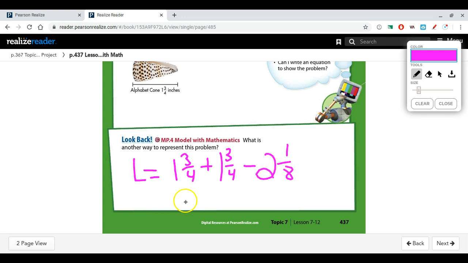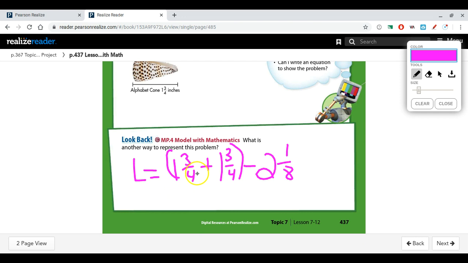And I don't need to put 1 3/4 plus 1 3/4 in parentheses. If you want to, you can. But when I do order of operations, addition is always going to come before subtraction if it comes first in the problem, which it did here. Okay, so that's another way that I could represent that problem.